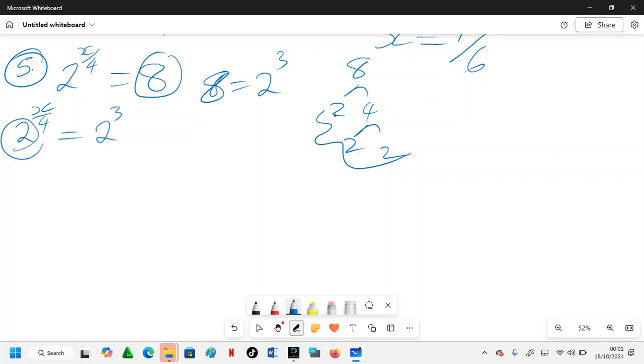So this one is 2 to power x over 4 is equal to 2 to power 3. Okay, so the bases can be dropped because they are the same. So that's x over 4 is equal to 3 over 1. So cross multiplication. Therefore, x in this case is 12.